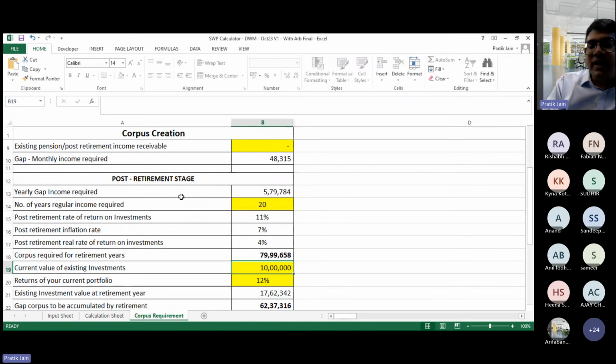नाउ यू आस्क हिम कि सर अभी तक आपका क्या इन्वेस्टमेंट वैल्यू है? What are your investments in mutual funds? What are your investments in direct equity? What are your investments in FD, gold, real estate, everything put together? And what is the return? So here you can use the war calculator which we use when we do the first meeting.